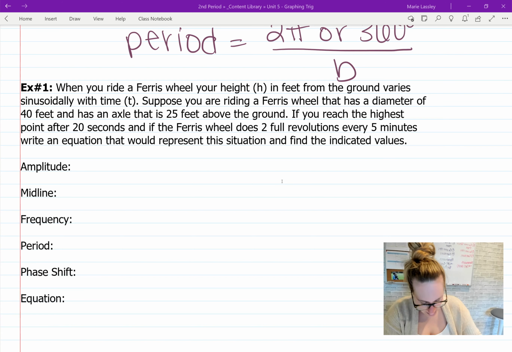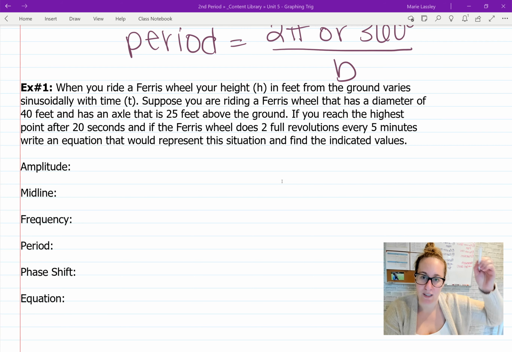Okay, so at the beginning it says, when you ride a Ferris wheel, your height h in feet from the ground varies sinusoidally with time t. Sinusoidally is just a type of graph. It just means it varies like a wave. So sinusoidal is what they call cosine and sine functions. Sinusoidal does not mean it's a sine function. It's just a term used to classify sine and cosine graphs. It's the shape that they make. So sinusoidal means it bounces up and down, back and forth evenly forever and always.